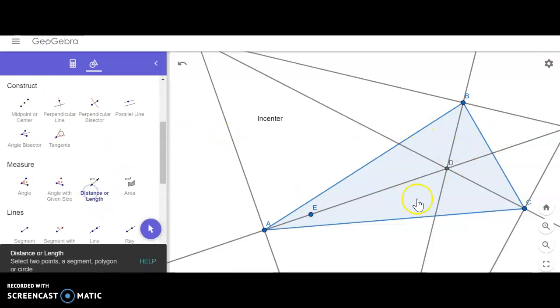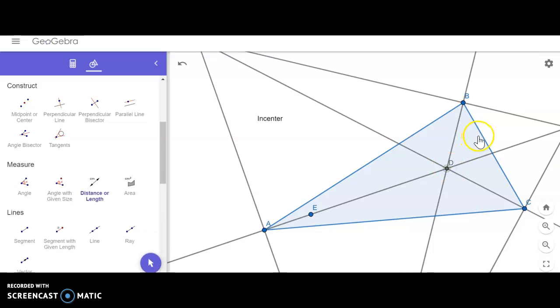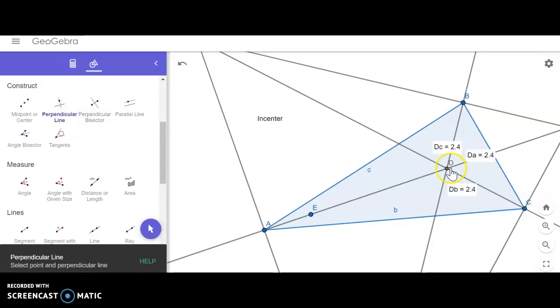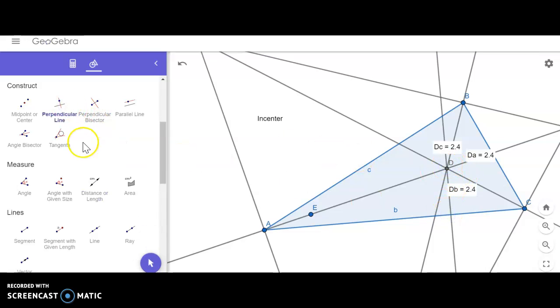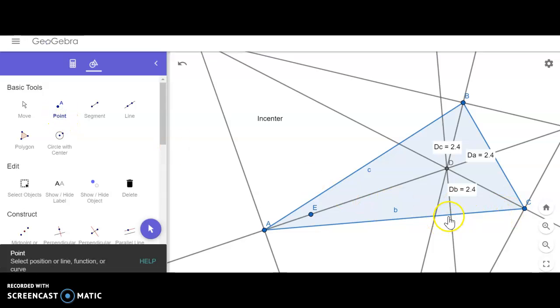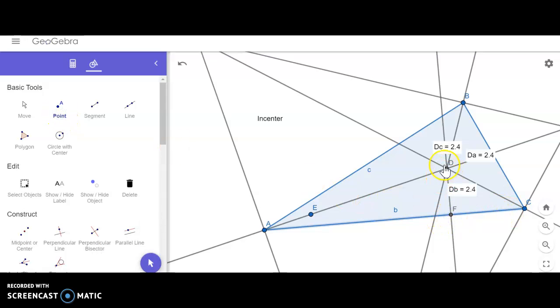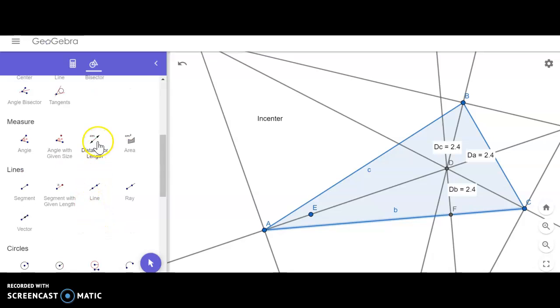And we can actually see that if we go ahead and click on D to here, 2.4, D to here, 2.4, D to here, 2.4. Now the important thing in here is remembering that the distance has to be a perpendicular distance. So I could go ahead and create a perpendicular line through here, and I could see that point. And what we're really measuring is the distance from D to F as being 2.4. So that's one way to look at it.